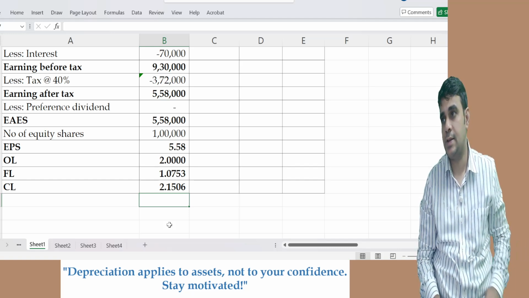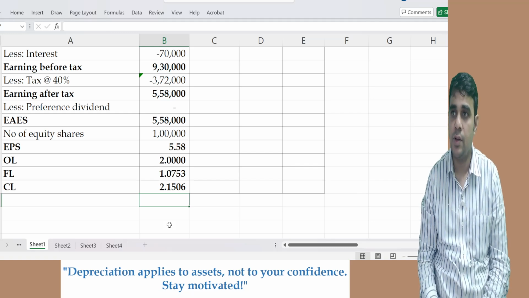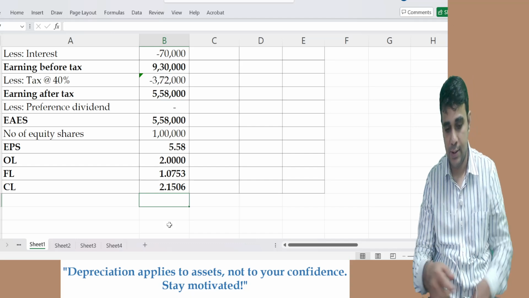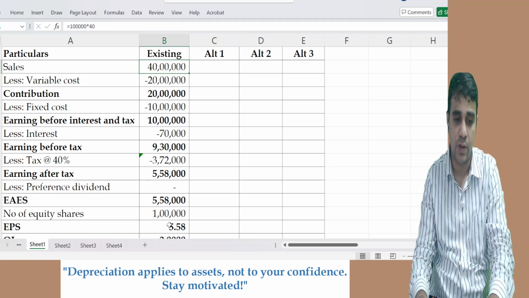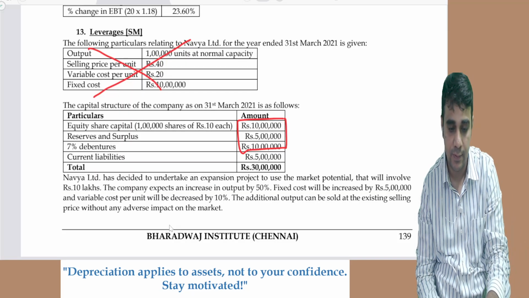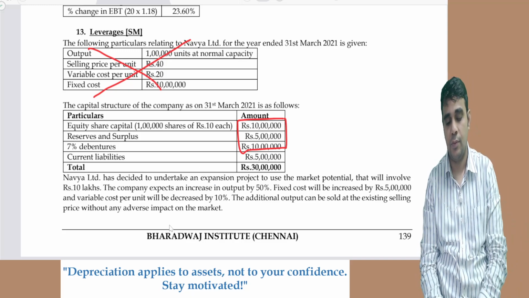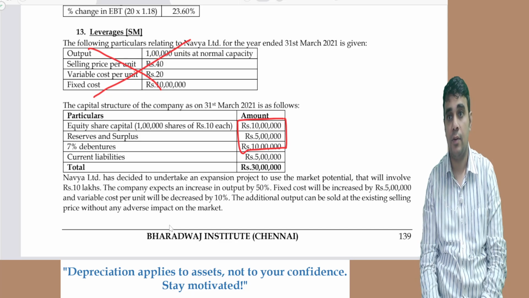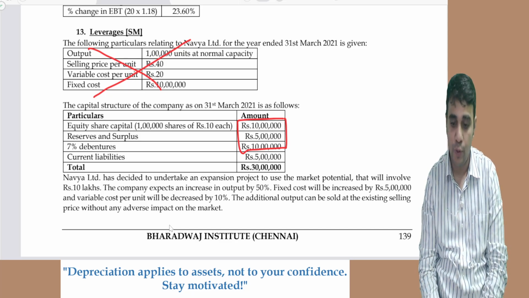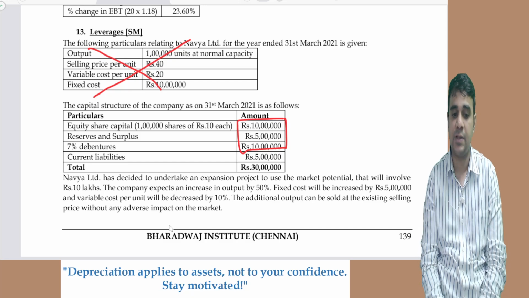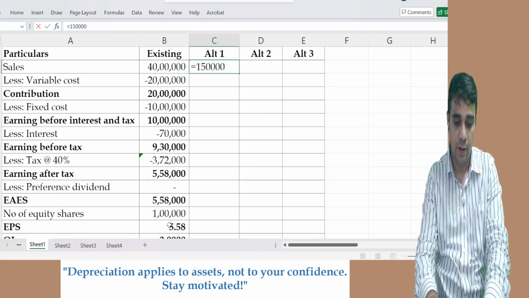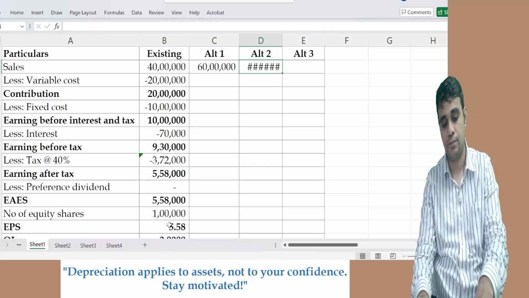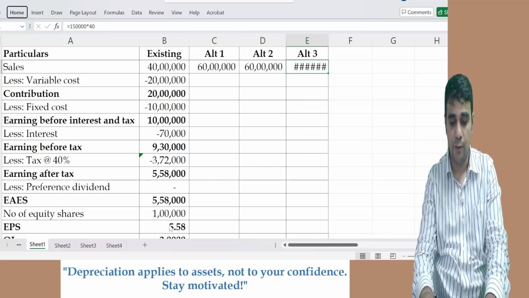This is the existing statement. Any doubts on the existing statement? Clear? Can you proceed? Let's do the revised statement. As I ask you, please tell me. 1 lakh into 40 was the earlier sales. Now what will be the sales? 1 lakh 50,000 output can be sold at the existing price, as the company expects an increase in output by 50%. 150 into 40.